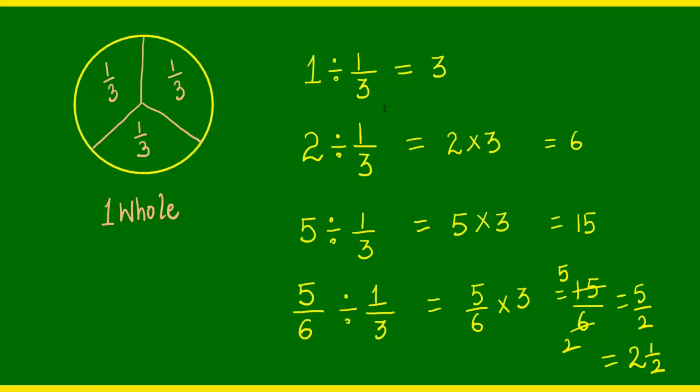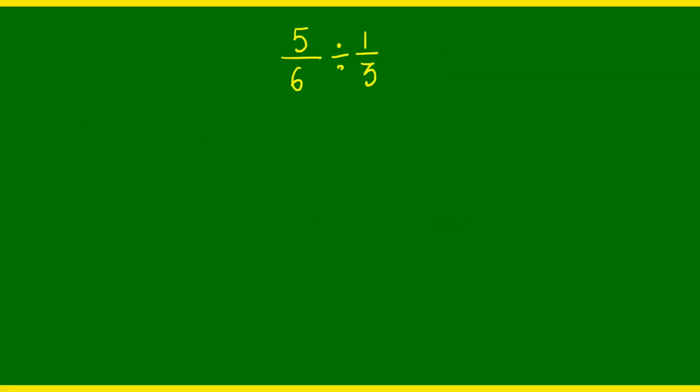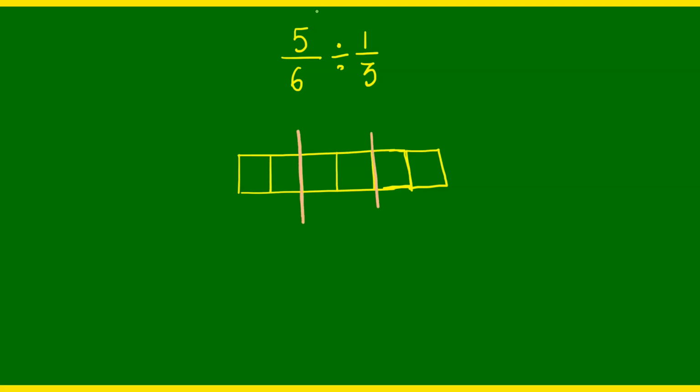Let us try to understand this pictorially. So first I'll be drawing one whole and I'll be cutting it into 6 equal parts roughly. So now we have one whole in front of us which has been cut into 6 equal parts. Let us show 1/3 in this. So of 6 parts, when we show the 1/3, it is made up of 2 parts.